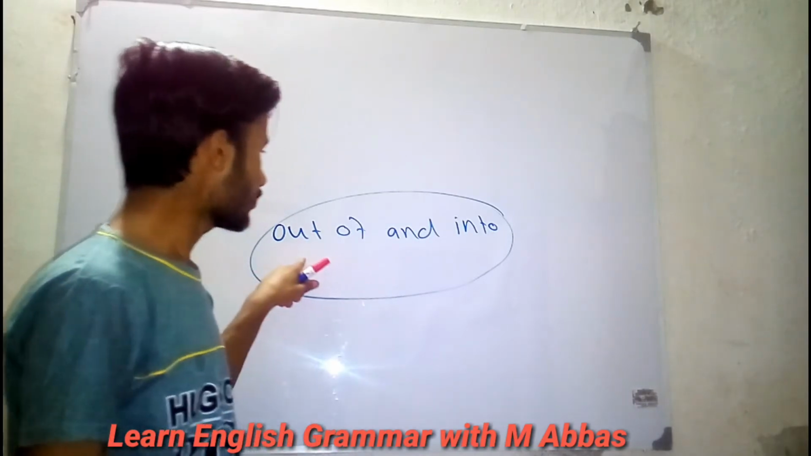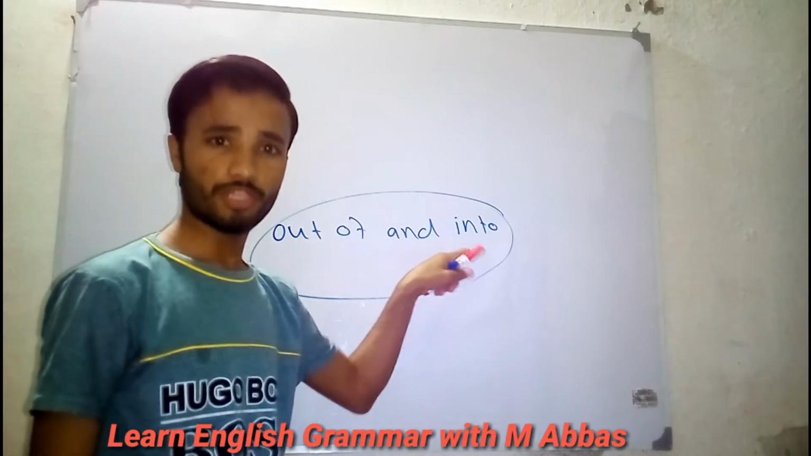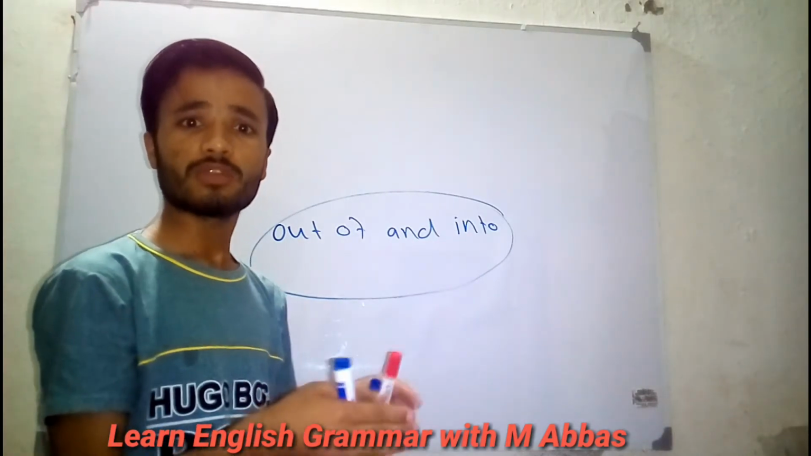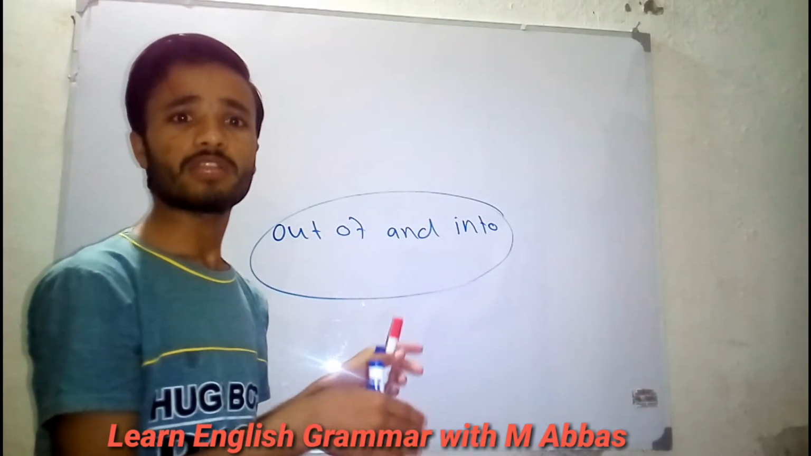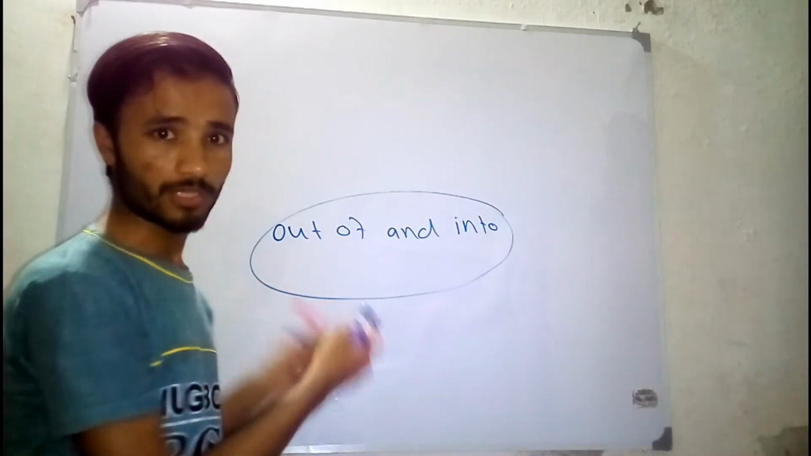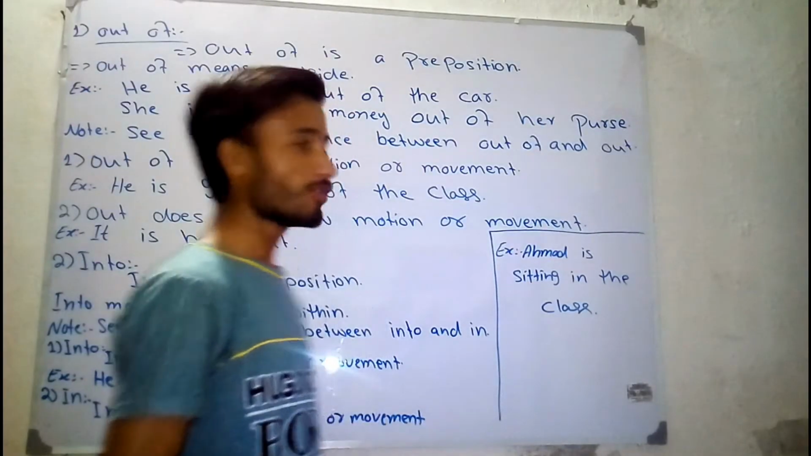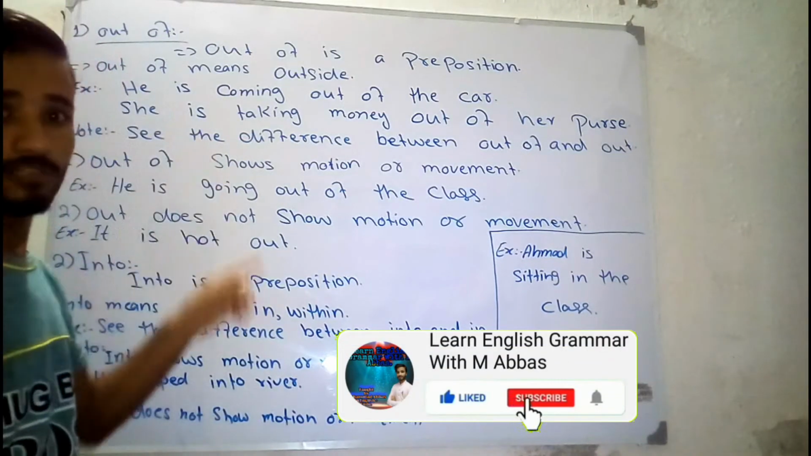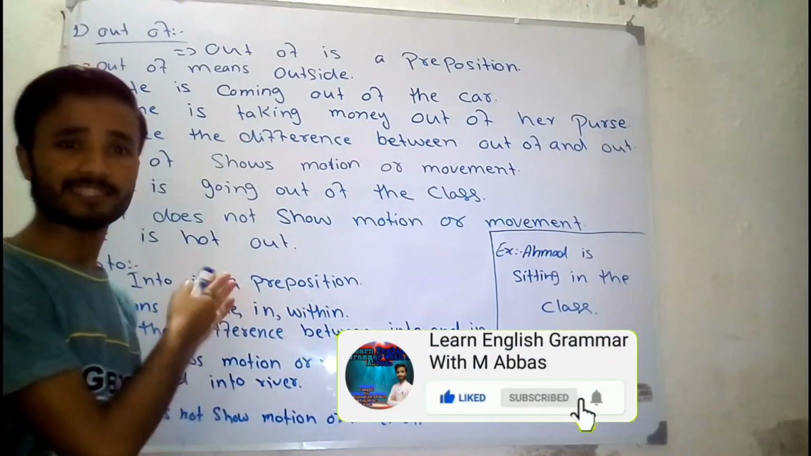In this video I am going to explain out of and into, right? These are also prepositions according to the grammar. So in this video I am going to explain what is out of and what is into. Is this clear? So let's come to the topic. So here we are with the topic out of and into. The first one is out of. So let us explain it, right?